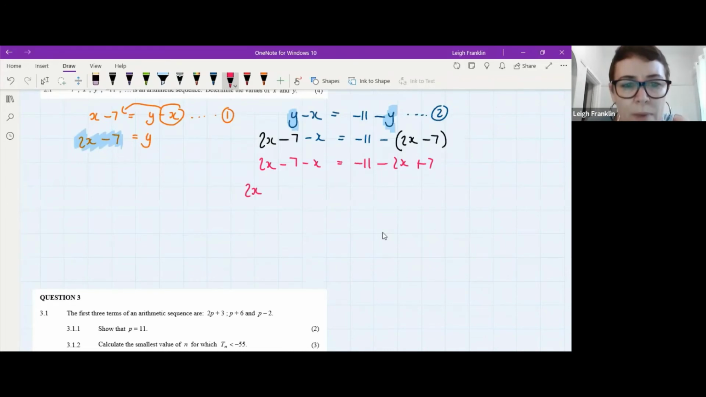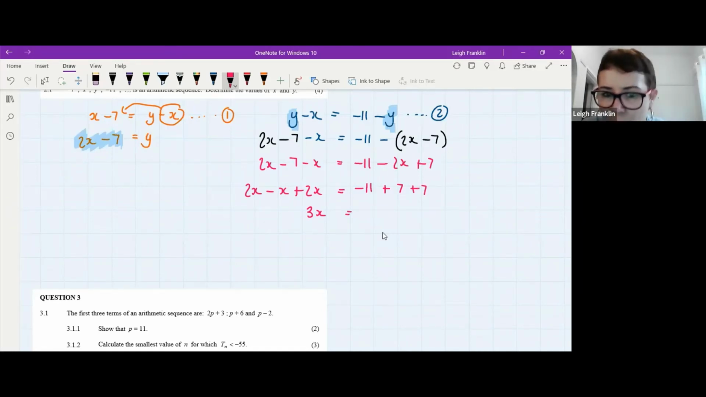So I'm going to put my 2x and my minus x there, and then I'm going to bring this 2x across, and then I'm going to bring down my minus 11 and my plus 7, and I'm going to add another 7. So this leaves me with 3x. And if I have 14 and I take away 11, that's going to leave me with 3. Now I'm going to divide both sides by 3, and that means that x is equal to 1. Awesome.